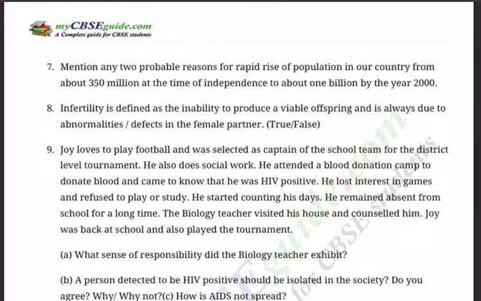So question number 8, infertility is defined as the ability to produce a viable offspring and is always due to abnormalities or defects in the female partner. So infertility is defined as the inability to produce a viable offspring and is always due to abnormalities or defects in the female partner. Okay.